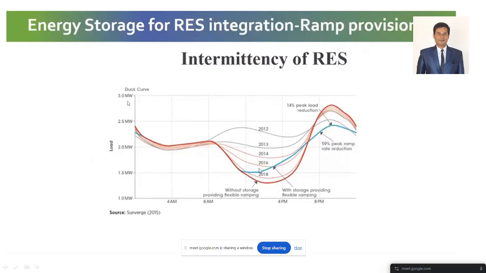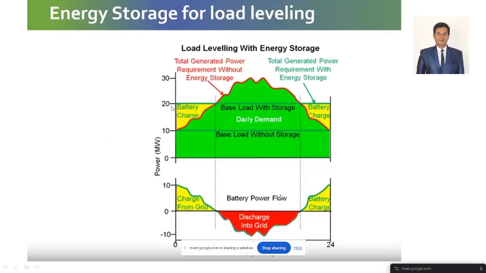We can store the energy to deliver to the loads. We can store the energy in the form of 3 megawatts. When there is off peak, you can store the energy. That is what the curve tells us. This is the energy for load leveling. This is the power in megawatts during the base load with storage and the base load without storage. We have to store the energy during this time.